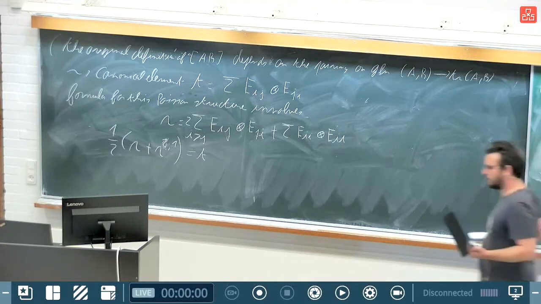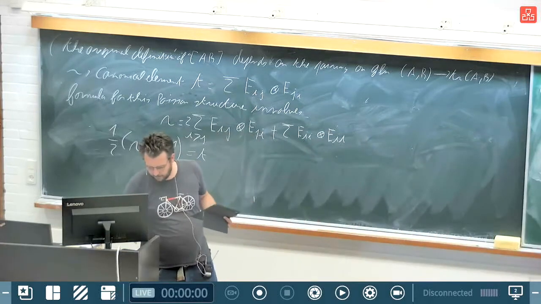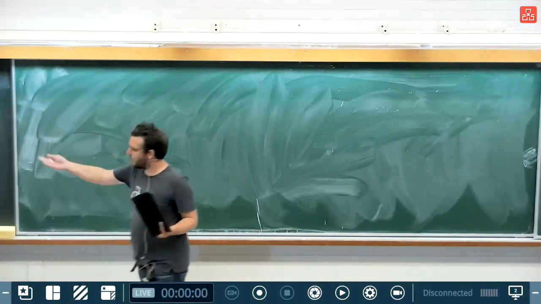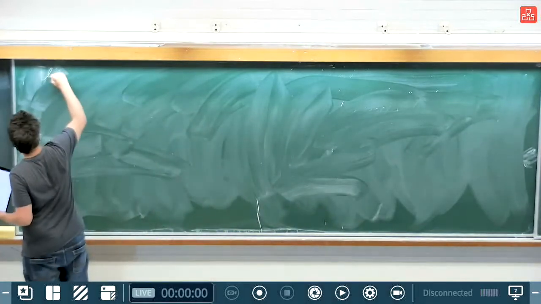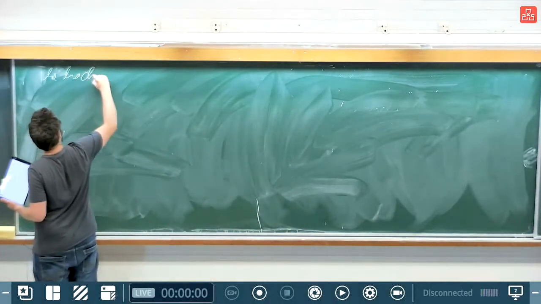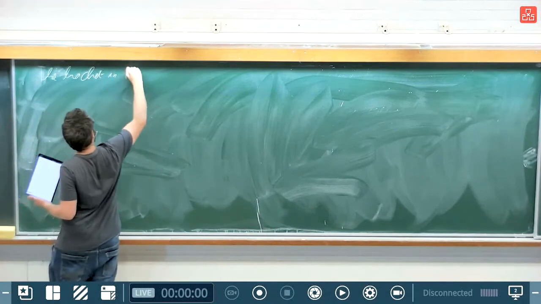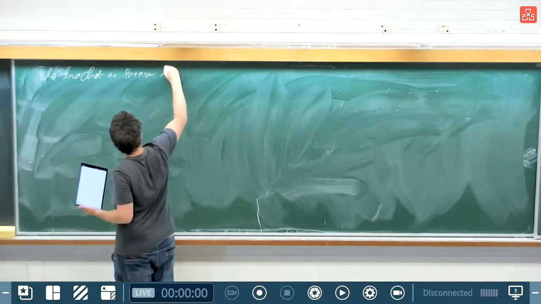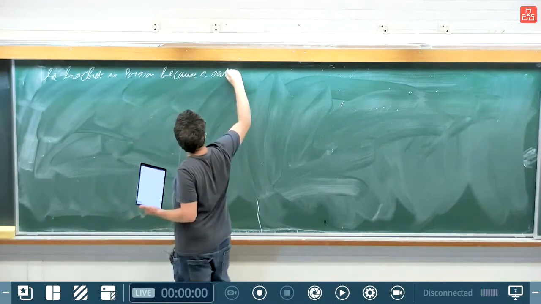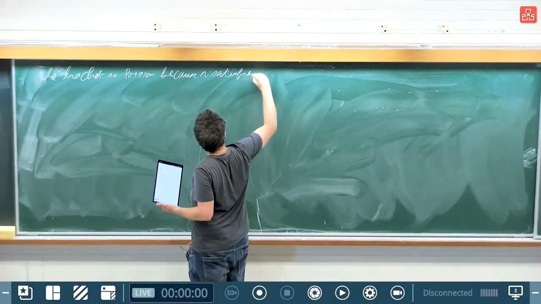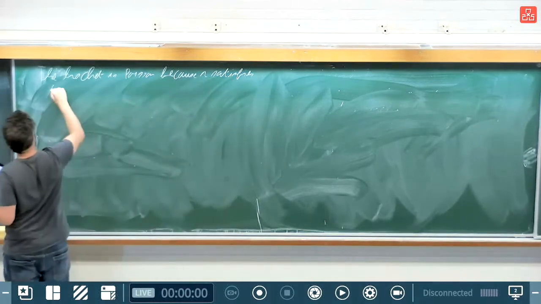So did I switch board? No, I didn't. So whatever the exact formula is, you can define a bracket involving R, and the bracket that you get is Poisson, because R satisfies something called the classical Yang-Baxter equation.